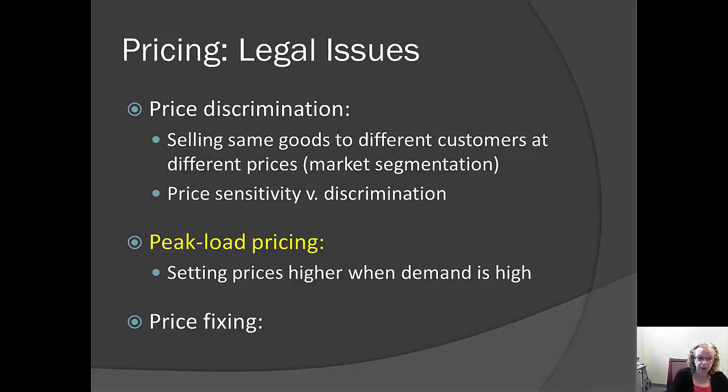One more issue is price fixing, which means colluding with other suppliers to set a price at a particular level. This is not legal, but it is extremely difficult to prove. For example, if you've ever seen a corner with several gas stations, it's not surprising to find that all of the gas stations are charging exactly the same price per gallon.